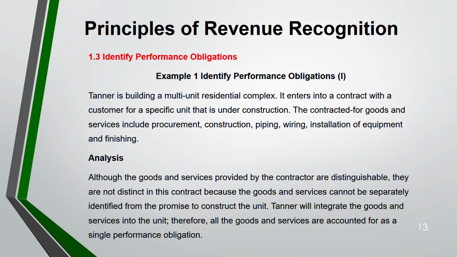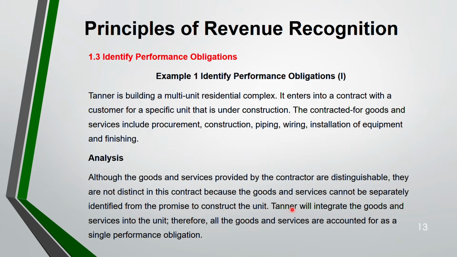Although the goods and services provided by the contractor are distinguishable, you can distinguish construction from piping from wiring, but they are not distinct in this contract. Why? You can't identify these goods and services separately from the promise to construct the unit. To construct the unit, you need procurement, you need the construction to be done, you need piping, wiring, installation. Separately, you can't sell them.